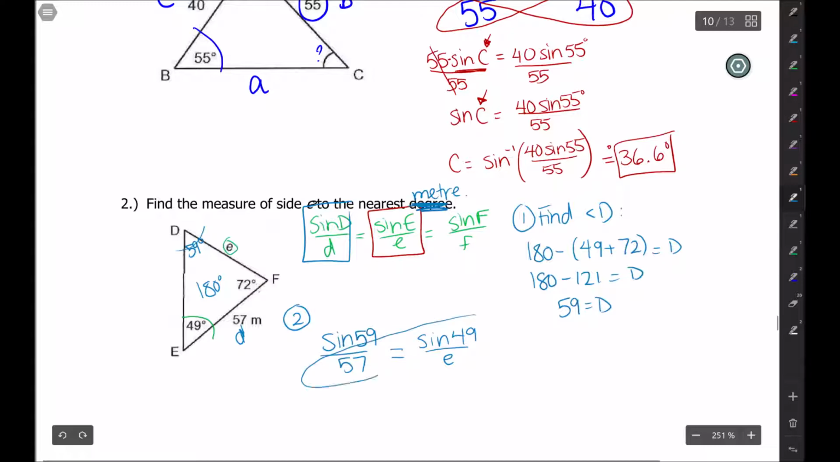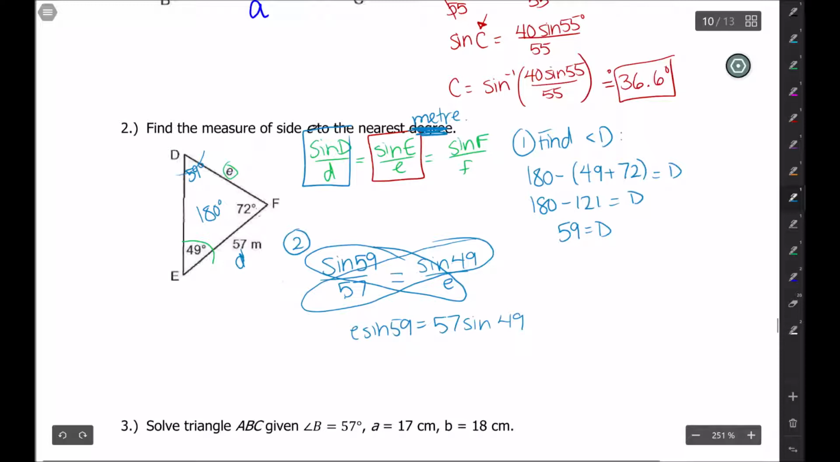We're going to have to cross multiply. So here it's E times the sine of 59 is equal to 57 times the sine of 49. In order to get this E alone, I have to divide by the sine of 59, because now the E will be alone, because the sine of 59 will cancel out. So that means that E is equal to 57 times the sine of 49 over the sine of 59. So I'm going to type that into my calculator.